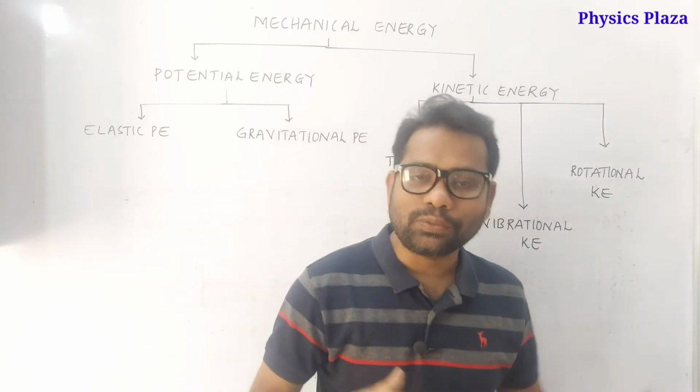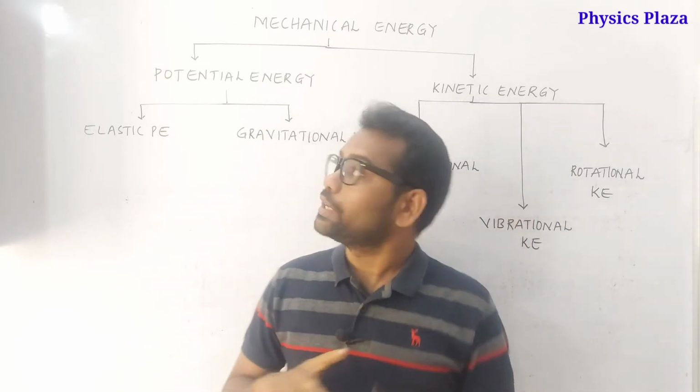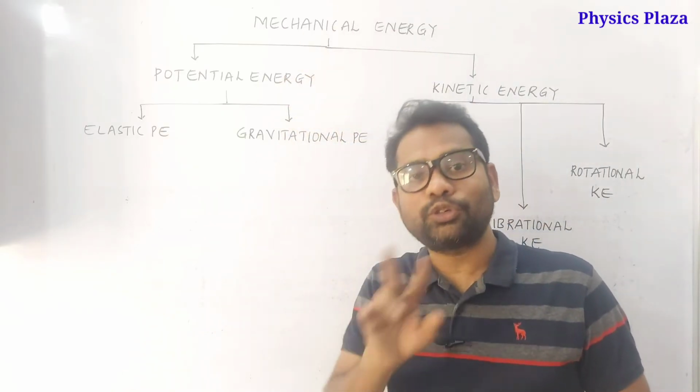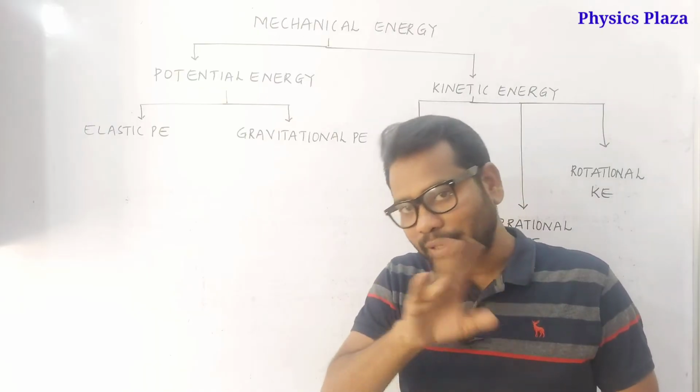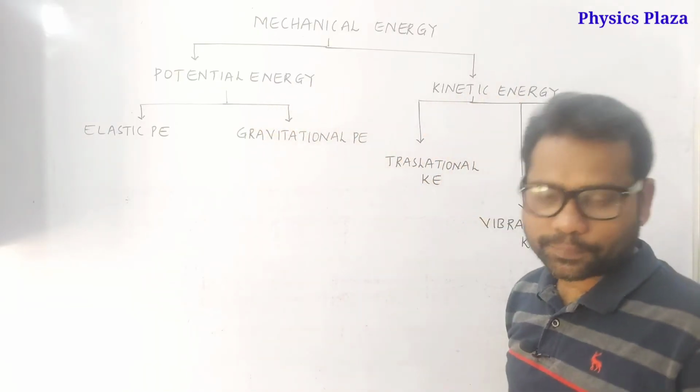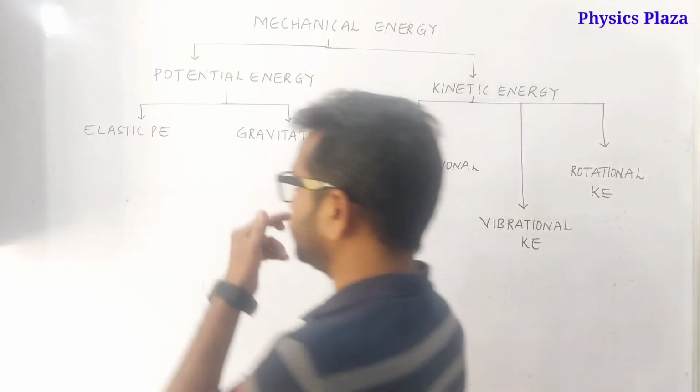So in all these cases, what is the energy possessed by an object called actually? Mechanical energy. So here mechanical energy is of two forms. It has mainly two forms. It is very important. Potential energy and kinetic energy. First, we will see what is the potential energy, children.